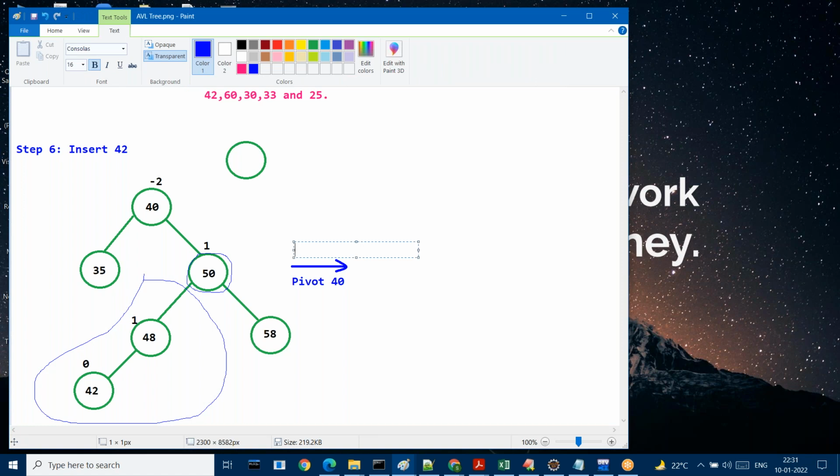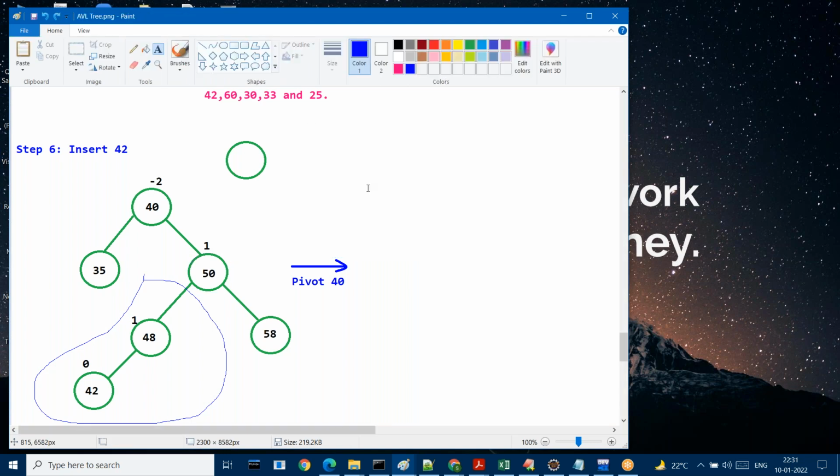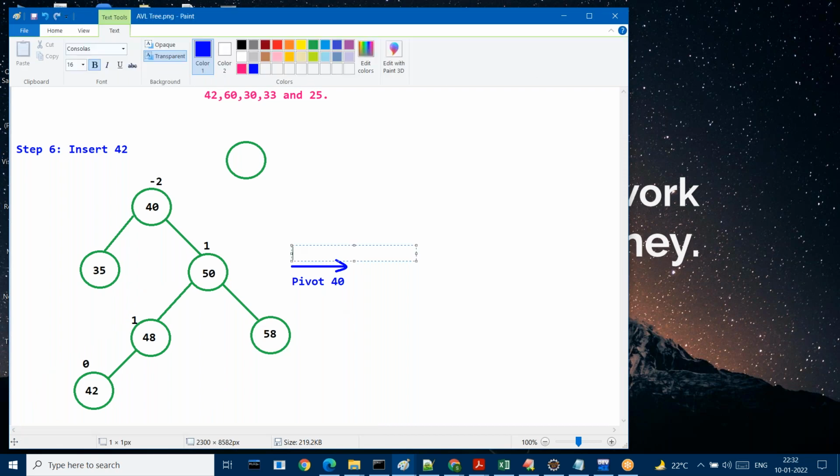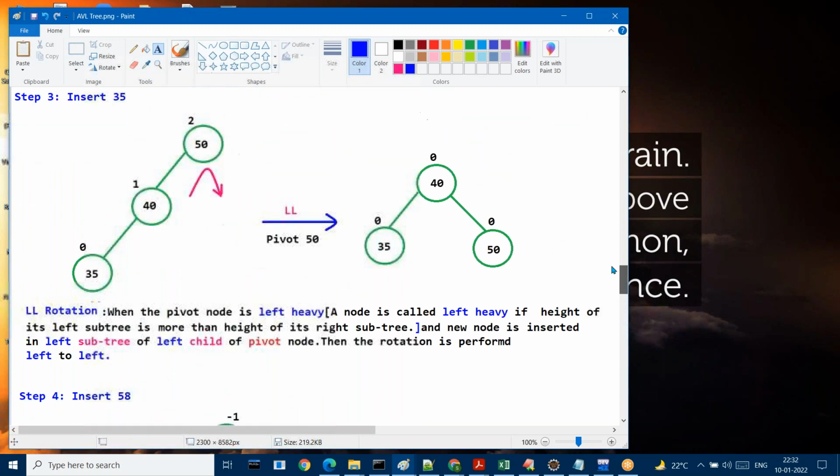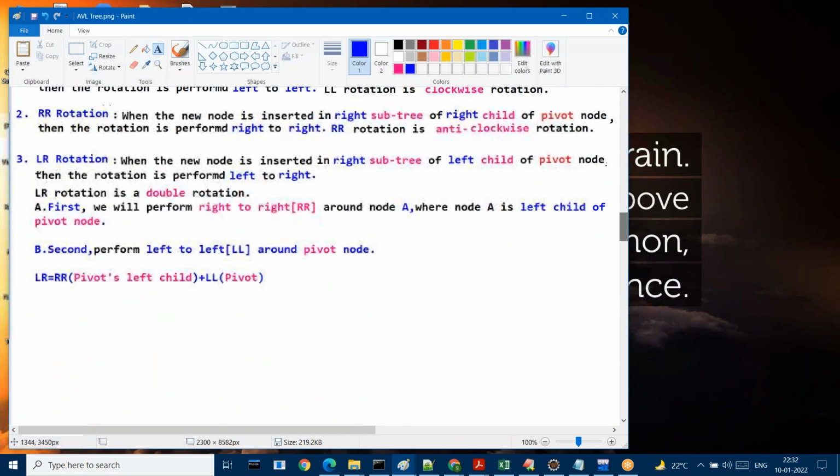What will be the rotation? Tell me. RL. Pivot's right child's left subtree. Sir, the rotation is RL rotation. This is RL rotation. Super. We have taken the point with respect to what? LR. Oh, RL will be the mirror image, na sir? RL will be a mirror image of this definition.